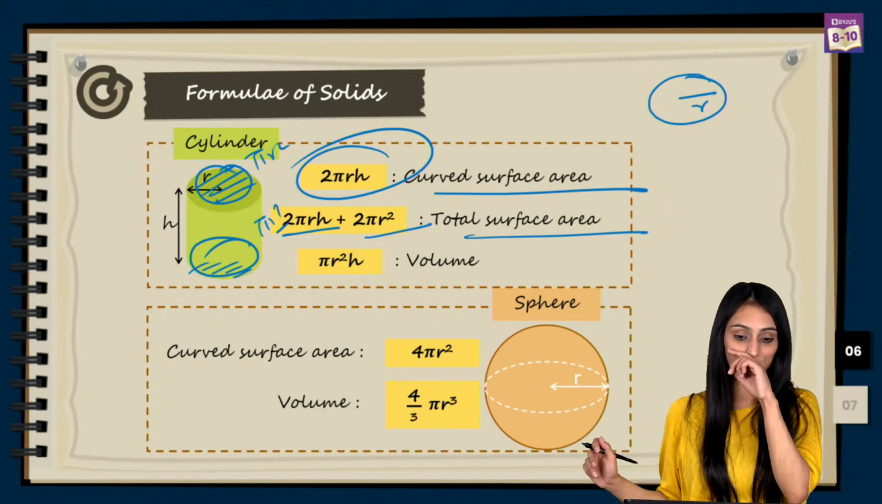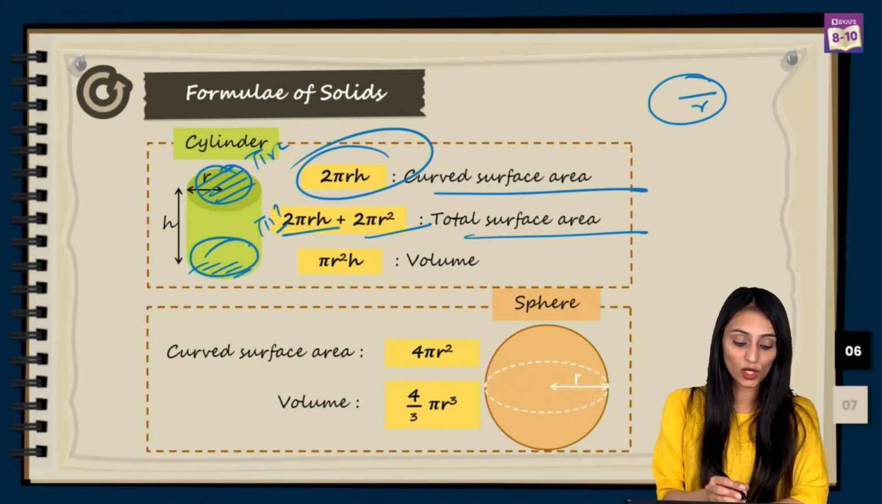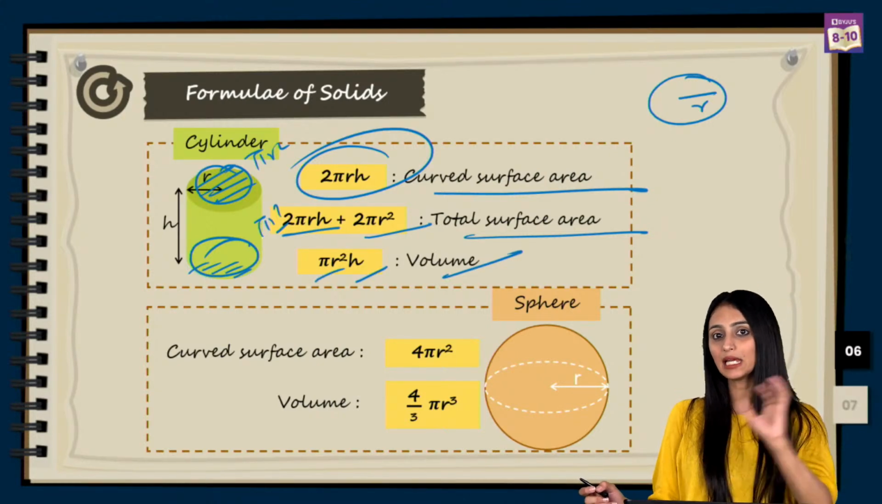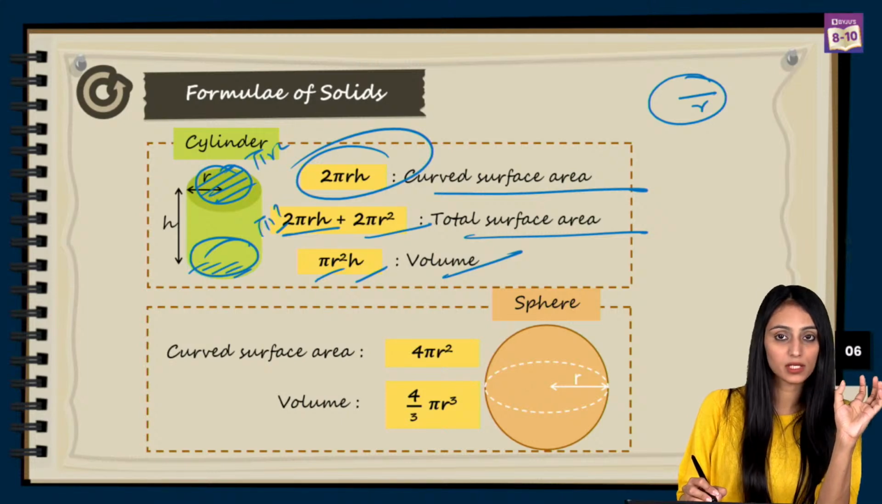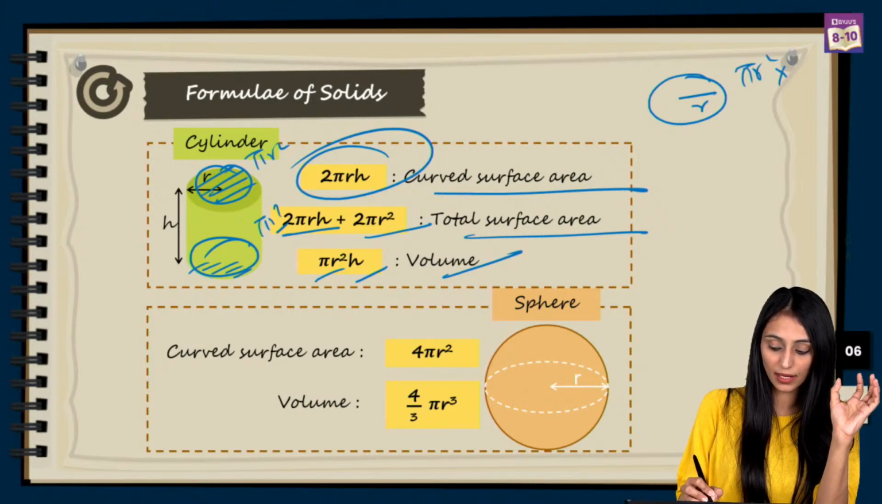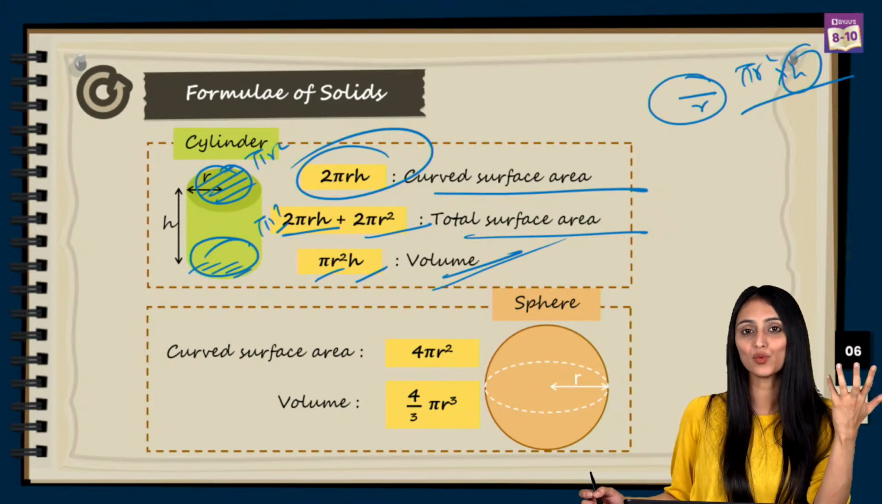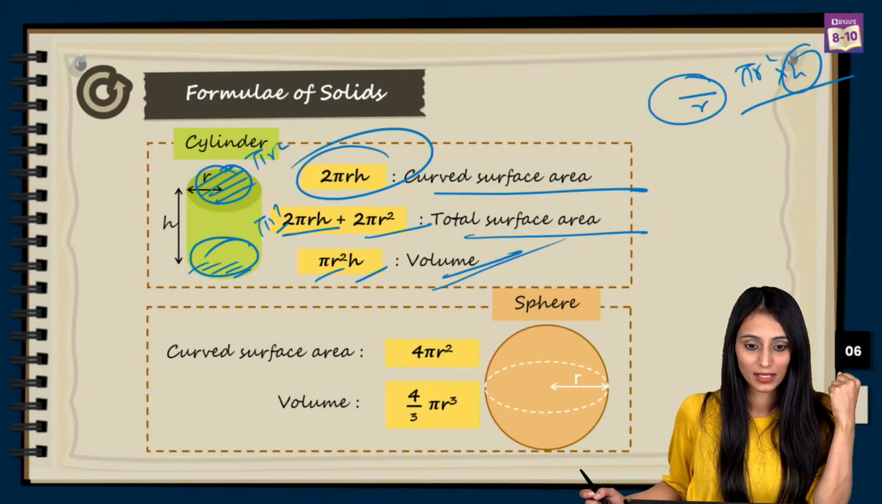All right. And volume of a cylinder is nothing but pi r square h, because volume is nothing but area multiplied by height. So area of a circle is what? That's basically pi r square and height is h, so that's pi r square h. These are simple tips to remember these formulas, right?